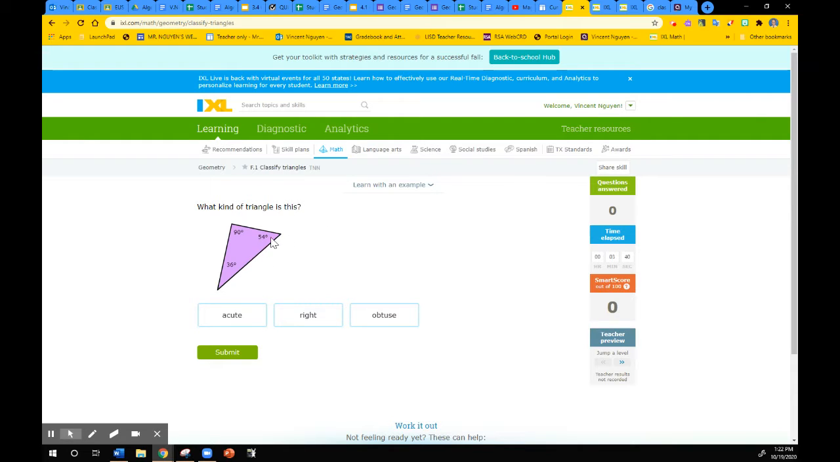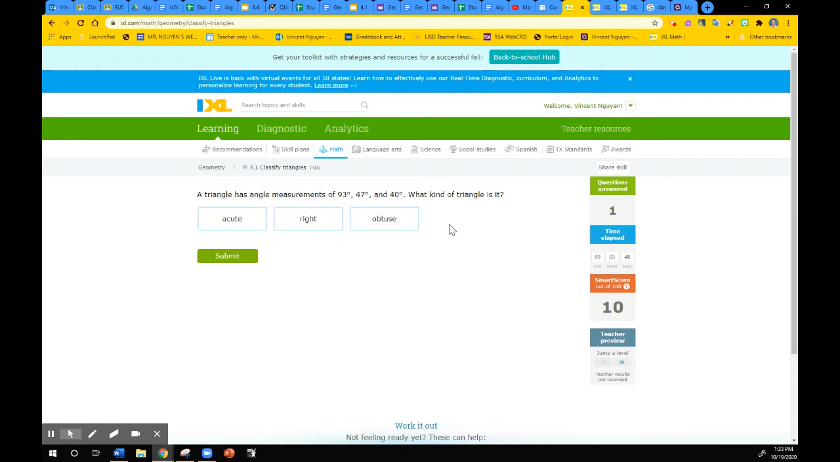This one, if you notice this triangle, one of the angles is labeled 90 degrees, so we know right off the bat it is a right triangle. This one, one of the angles is 93 degrees. And by definition, anything between 90 and 180 is considered obtuse. So it takes one obtuse angle to make the triangle obtuse. So I'm going to call this the obtuse triangle.